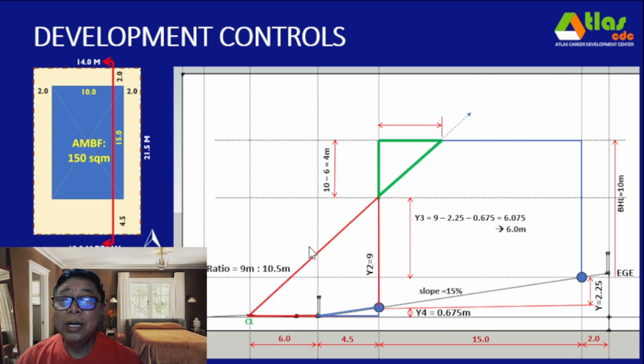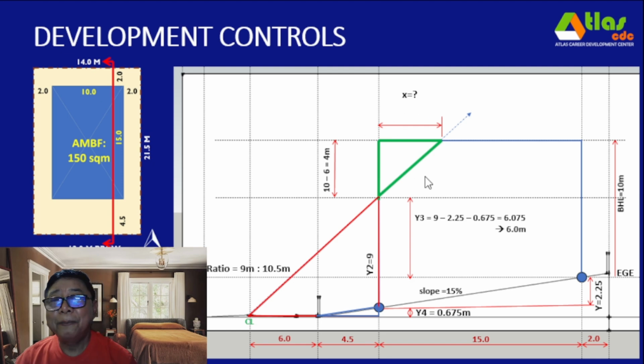Now we have to note that this diagonal line is the same as this diagonal line, having the same ratio of 9 is to 10.5. So this is our y and this is our x. So we can make use of the law of similar triangles, wherein the y over x of a smaller triangle will be the same as the y over x of a bigger triangle. So this is our smaller triangle. This is our bigger triangle having the same diagonal line here, having the same ratio. We can compute for this x distance.